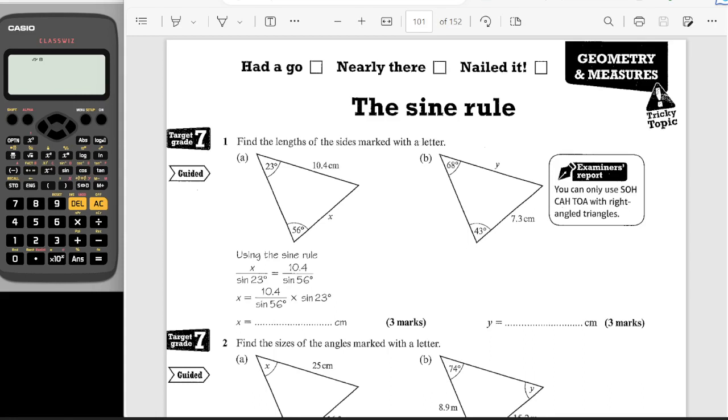Using the sine rule, x over sine of 23, the opposite angle, is equal to 10.5 divided by sine of the opposite side. So they've done the next step of rearranging it by multiplying by sine 23 on both sides. So it's just a case of typing that into our calculator. So we're looking at 10.4 over sine 56, and we want to multiply that by sine 23.